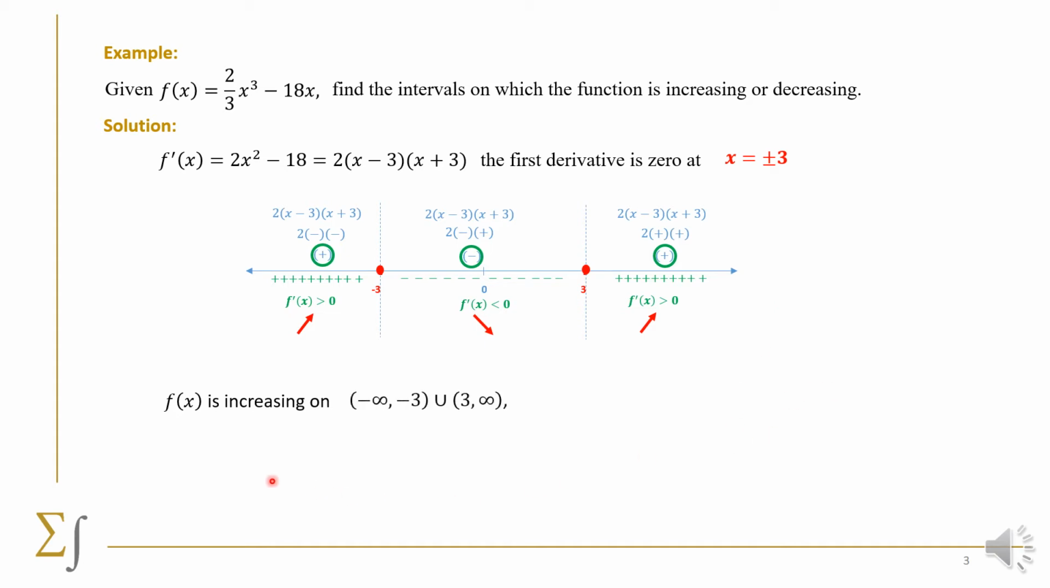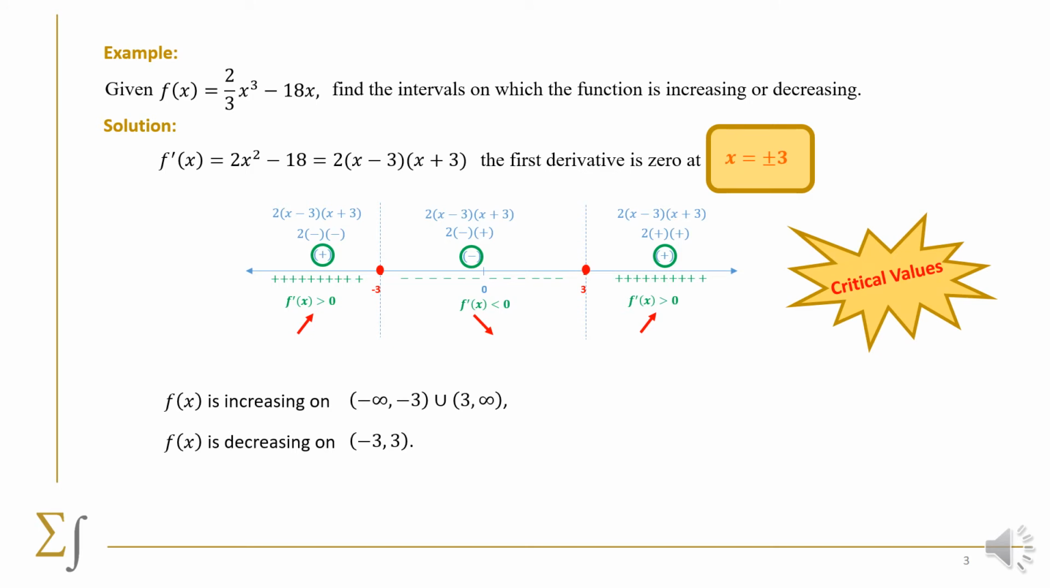So we write this, f of x is increasing on either here or here, and the "or" sign we replace by a union. So f of x is increasing on the interval from -infinity to -3, union the interval from 3 to infinity, and we write it like this. F of x is decreasing on the interval from -3 to 3. And I want to give you a remark that these two values, we call them critical values, and we will discuss them in the coming slide.